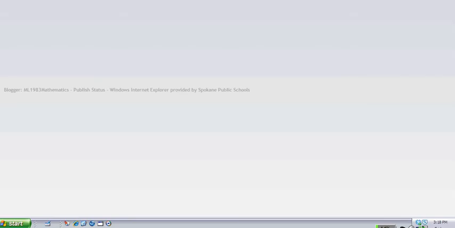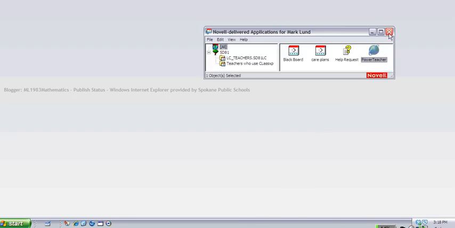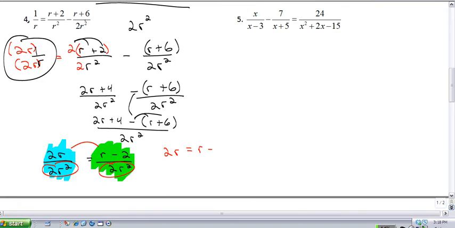So 2r equals r minus 2. You solve that for r, so you'll subtract the r over, and you get r equals negative 2.